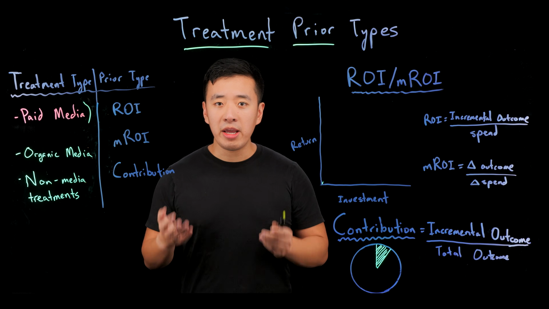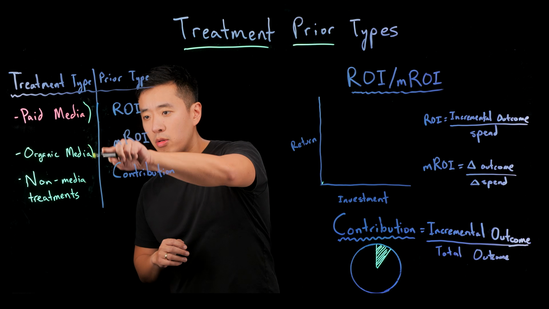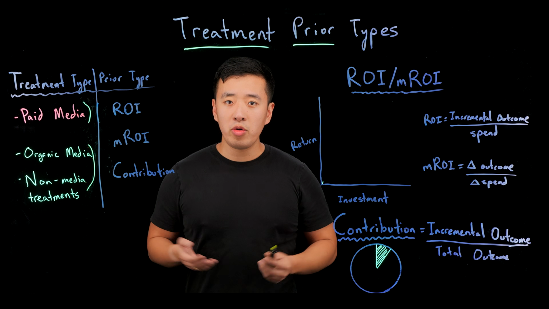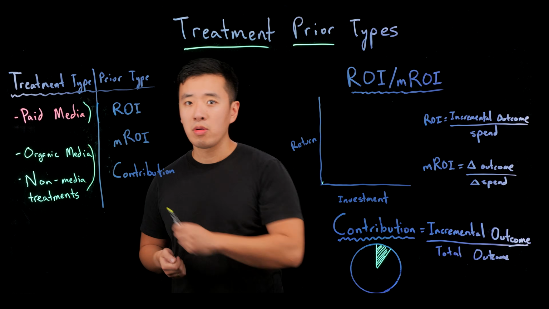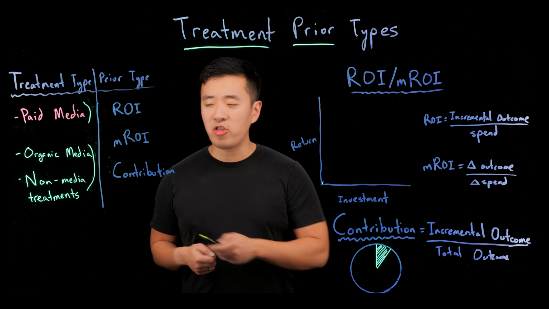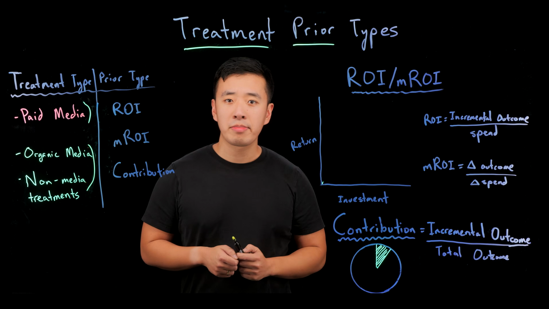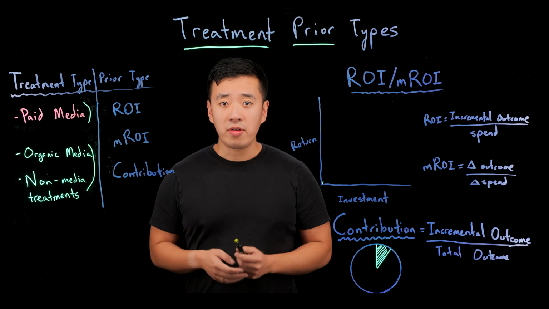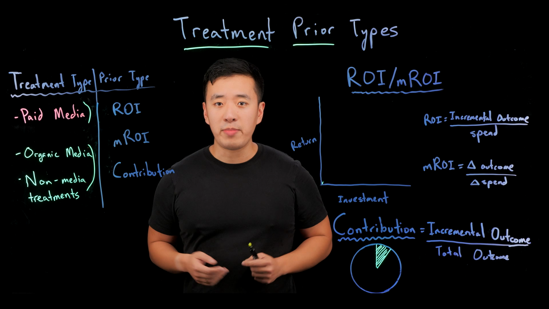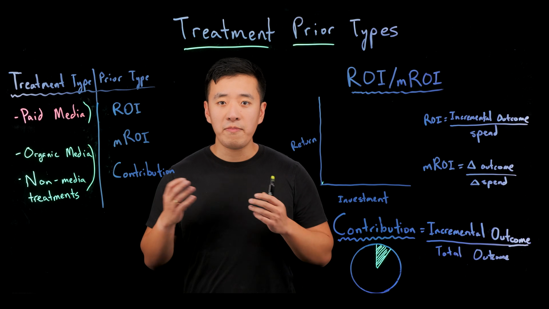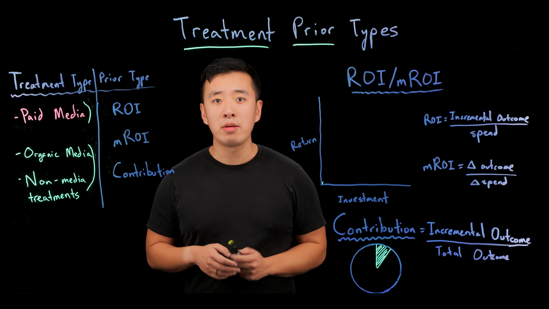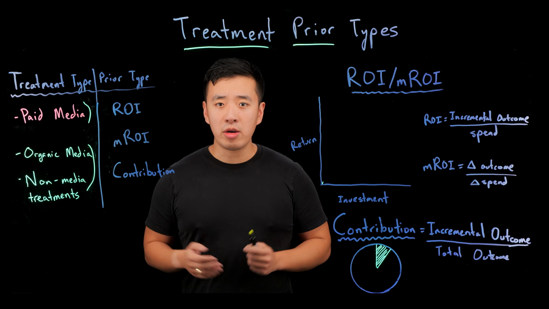Second, organic media and non-media treatments. These include organic marketing efforts or business decisions like price changes that can affect sales volume. But the key difference is these variables don't have an associated spend component. You have business metrics like ROI, but regression models often speak in coefficients.